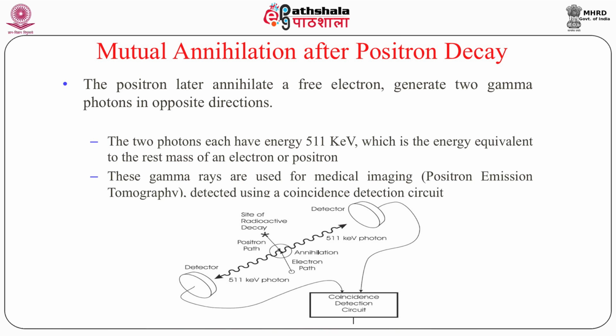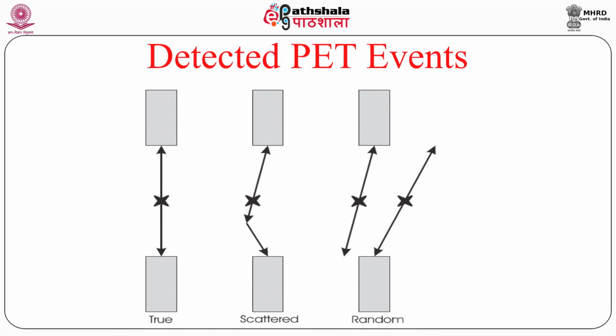What is this coincidence detection circuit? A coincidence detection circuit is a type of circuitry so that you are able to detect two photons at the same time. If these two photons which are emitted from the point are not able to reach the point where detection takes place in a particular time frame, the event is not detected. So there are some different types of events which we are going to discuss in the next few slides, like true events, random events, etc. See how the PET events are taking place.